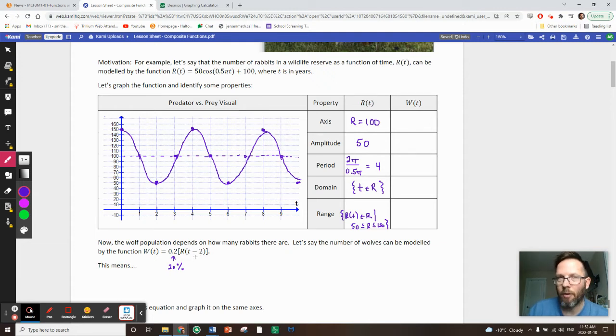There's a bit of a lag. If there were more rabbits, they'd be able to support more wolves, but it's not an immediate thing. It would take time for those populations to grow. Similarly, if you were to cull a large amount of rabbits, there would not be as many rabbits to support the wolves, and the wolf population would go down too, but it would take some time to have an effect. That is illustrated here by t minus 2. We have a time delay of 2 years.